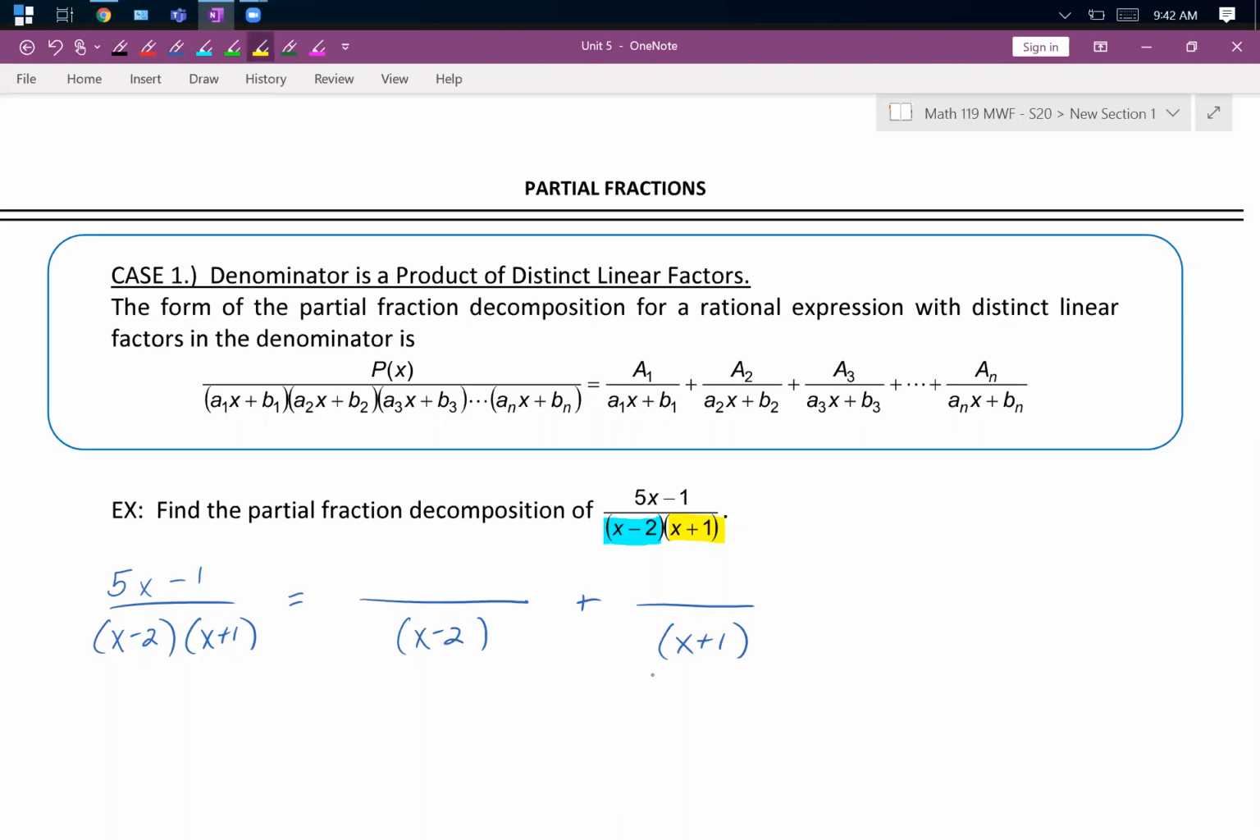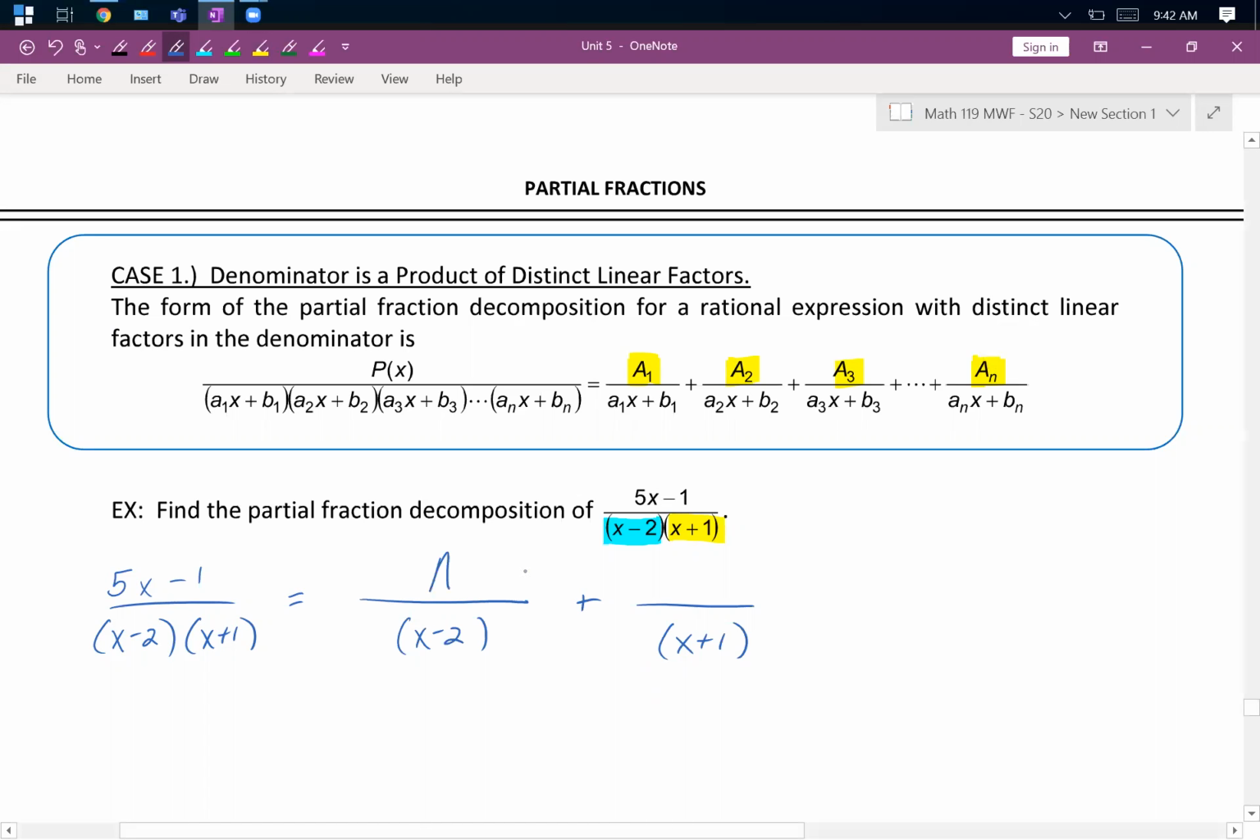And that's what's being said up here. These capital A's, notice that there is no variable with it. And our variable is x, which I know can be confusing because you look at that and you're like, oh my God, there's variables everywhere. But keep in mind that our variable is x. So my numerators need to be a constant.